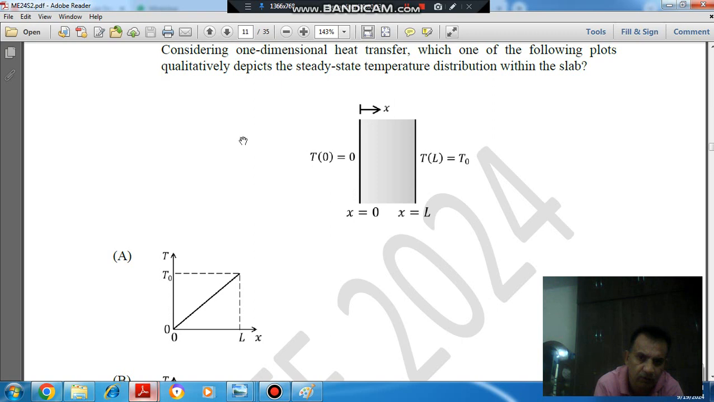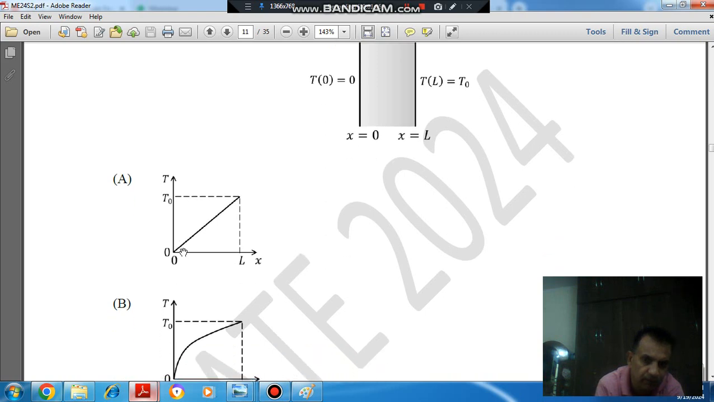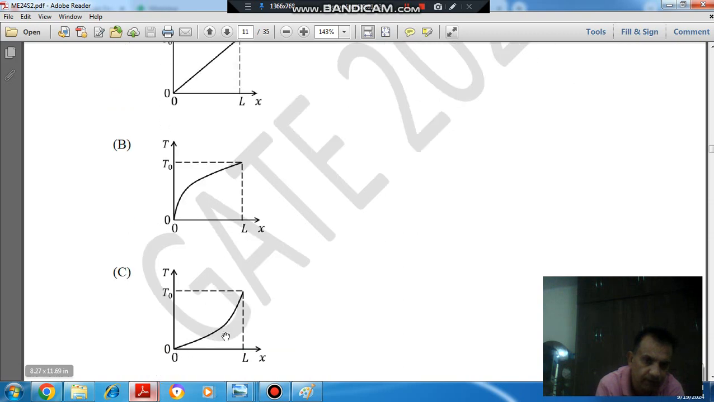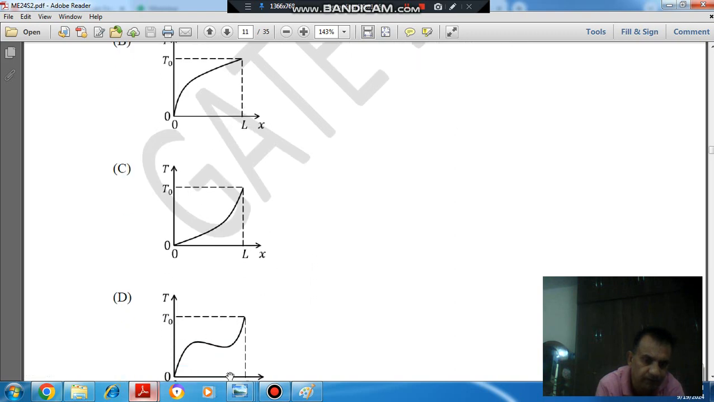So T at x equal to 0 is 0 and T at x equal to L is T naught. X is 0, x is L, X increasing. Option A, this graph between T and X is linear, and the second graph is like this, and the third graph is like this, and the fourth graph is like this.